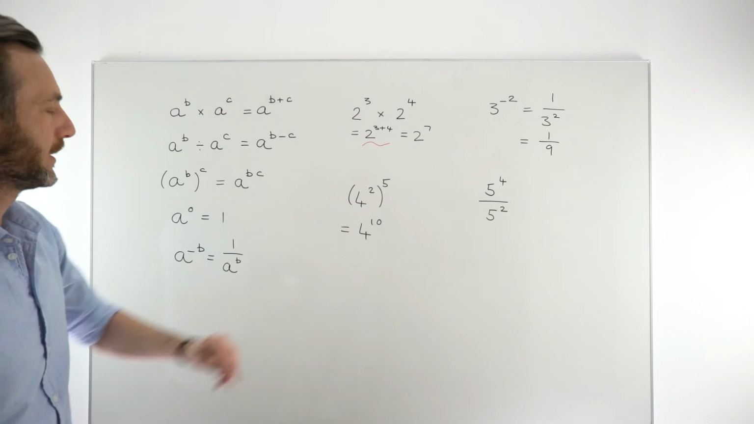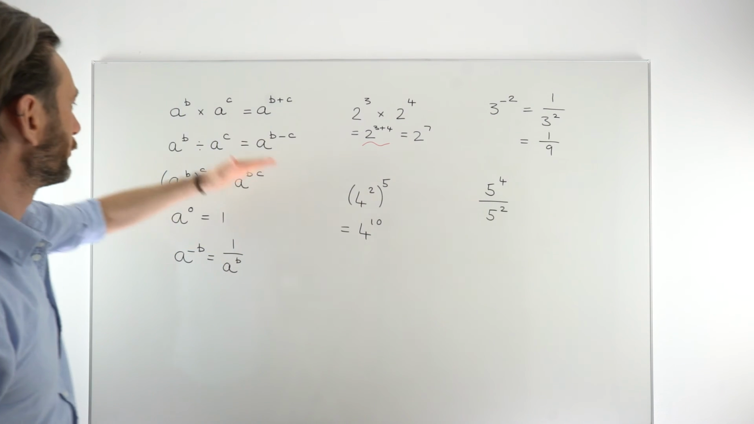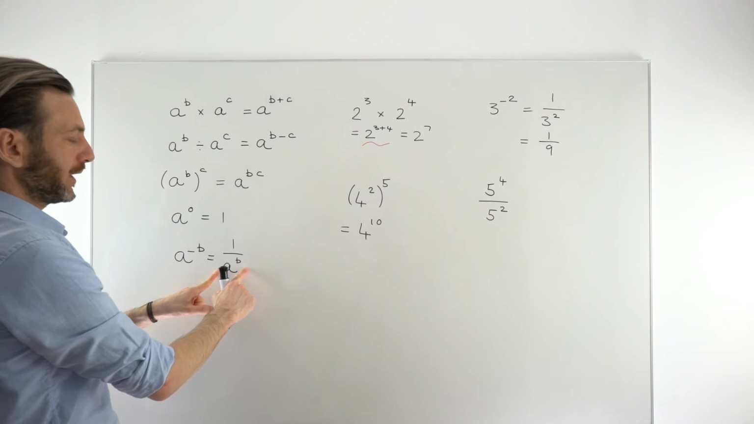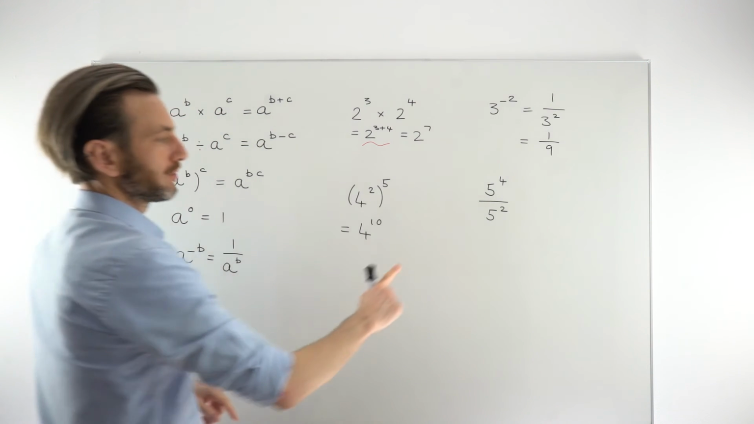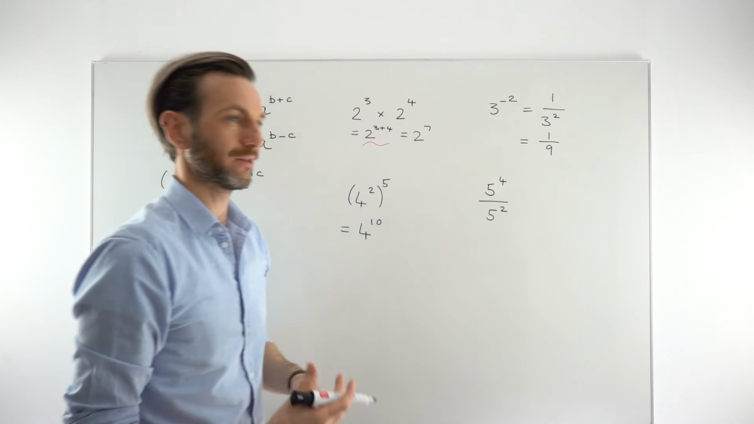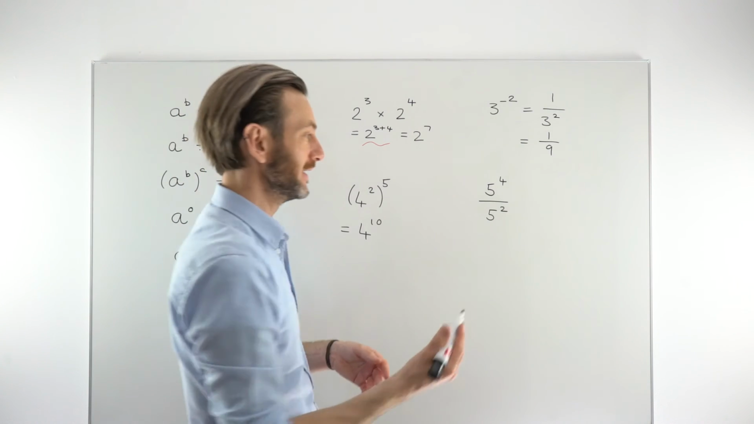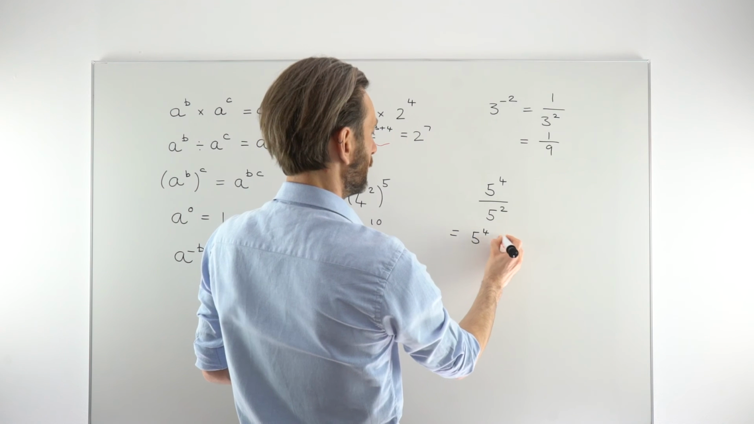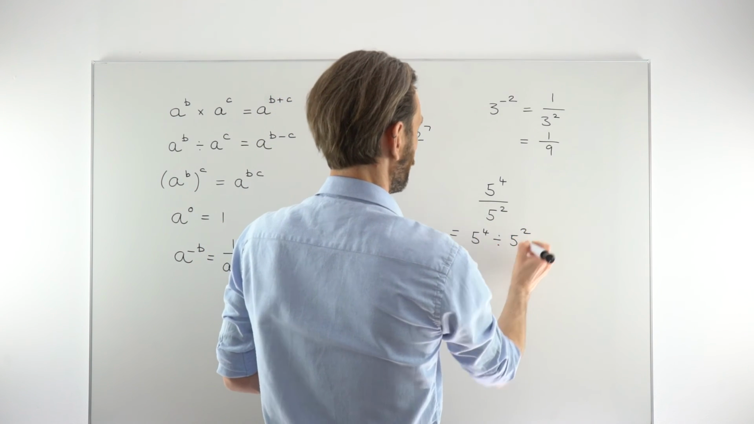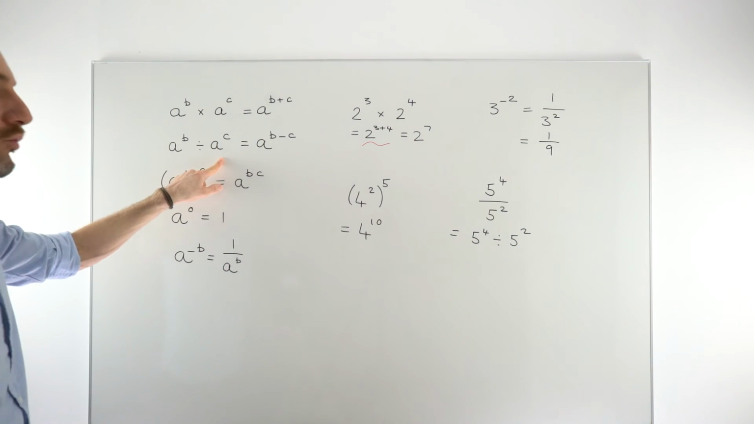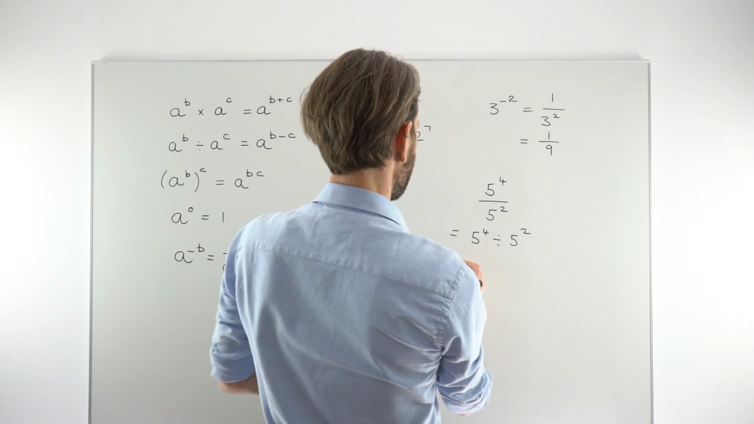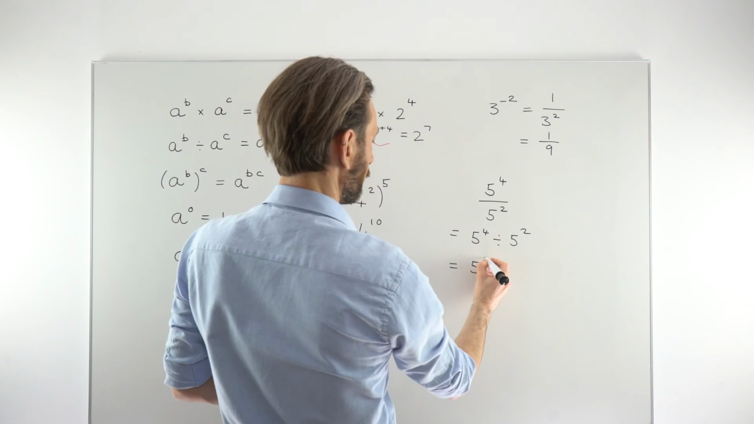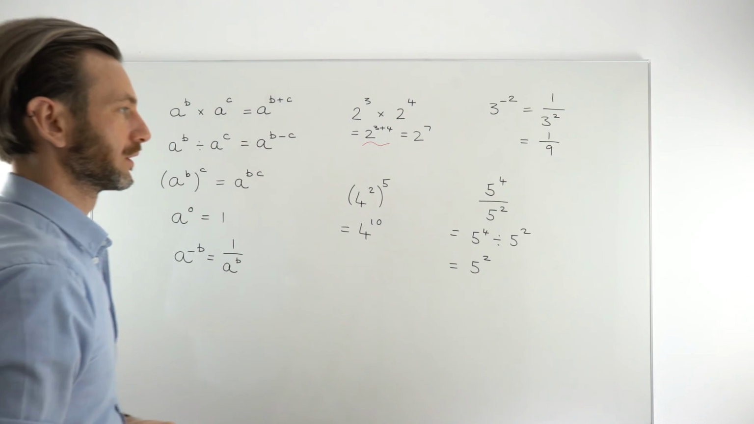Final one doesn't seem to fit in with any of the rules because there are no fractions over here apart from in the final rule, but it's not quite the same thing. But just remember that this fraction is just really a shorthand way of writing divide. So really what this is saying is 5 to the power of 4 divided by 5 to the power of 2, which then means that the second rule applies, and we can just combine those by subtracting the powers. 5 to the power of 4 minus 2, which is 5 squared.